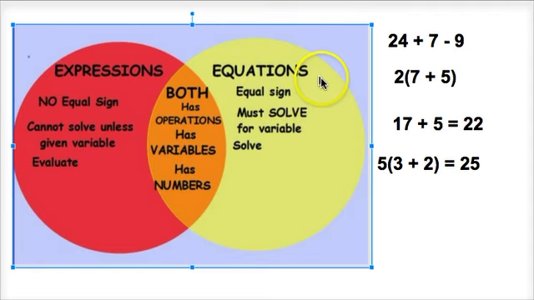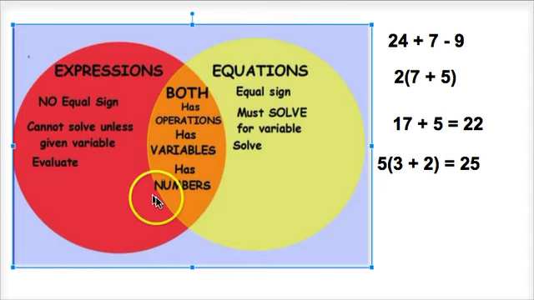So now let's look at the equation side. The first thing I notice is equation, equal, EQUA, EQUA. So I know that if I have an equation, there is going to be an equal sign in it because part of equal is in the word equation. Must solve for the variable. So if I have a variable in an equation, then I'm going to need to simplify and solve, use inverse operations to determine the value of that variable. And when I have equations, again, I solve.